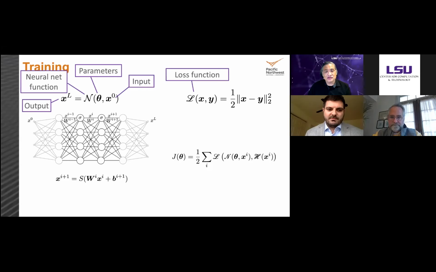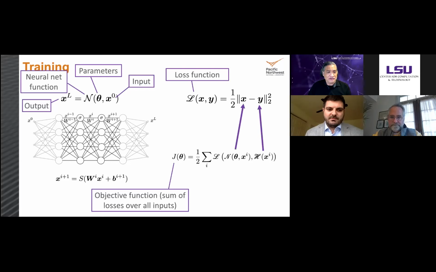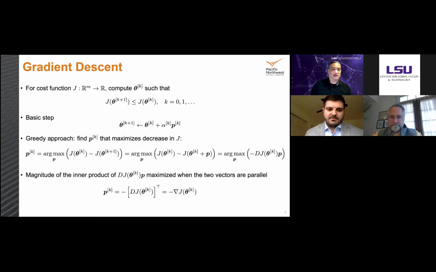And typically we characterize that task in terms of a loss function. So for instance, in a supervised learning situation, we might compare the output of the network against some ground truth, and then create an objective function for overall training, which might be the sum of the losses over all of the inputs, where we compare the output of the neural net function with the ground truth that we have for that known input. And so our training goal is to find the very best set of parameters to make that objective function as small as possible.